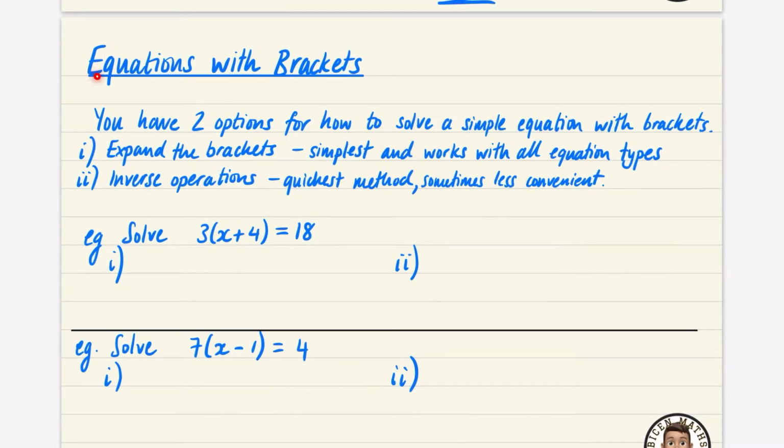Okay, so we're going to now look at some equations with brackets. We haven't seen any equations with brackets, so I do it as a separate video. You've got two options for how to solve a simple equation with brackets. You can either expand the brackets. This is simplest and it works with all equation types.